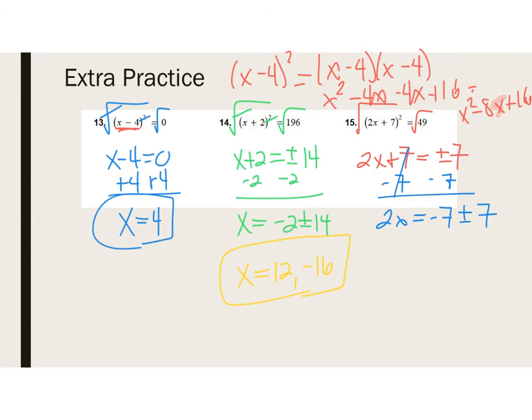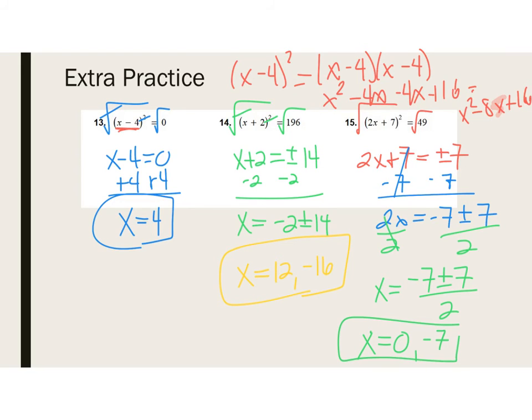Okay, we've got one more step here. We're going to divide by 2 because our x is not by itself yet. So x equals -7 plus or minus 7 over 2. Then you're going to look at doing this math. You're going to do -7 plus 7. So that's 0. 0 divided by 2 is 0. And then you're going to do -7 minus 7. That's -14. Divided by 2 is -7. And there's your two answers.